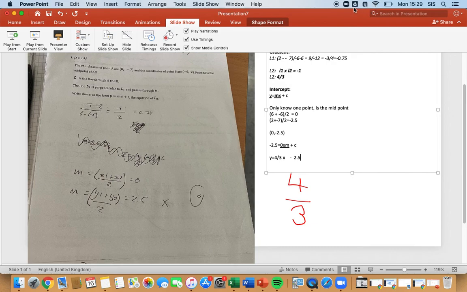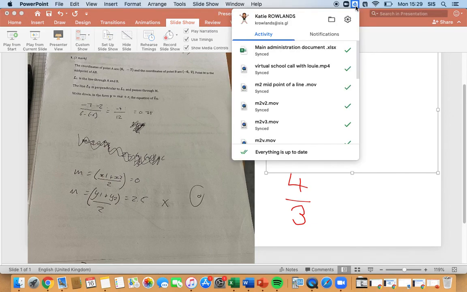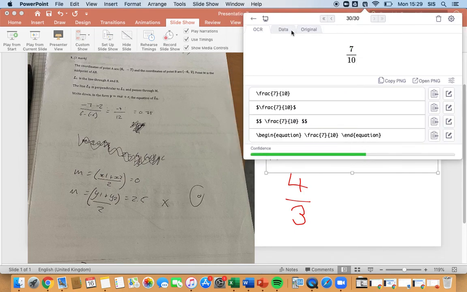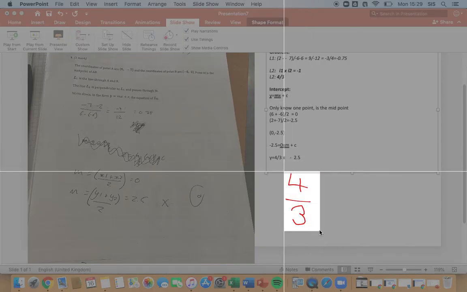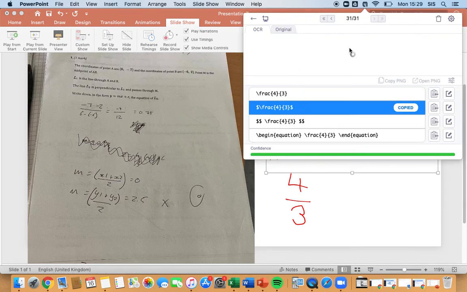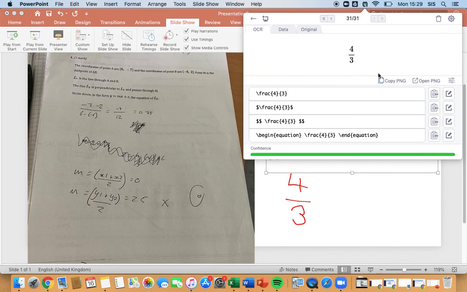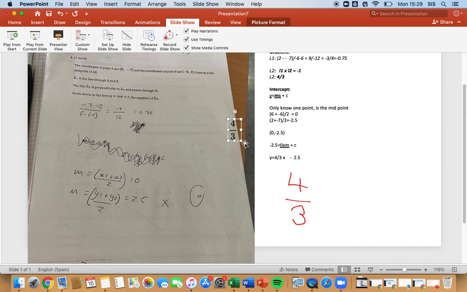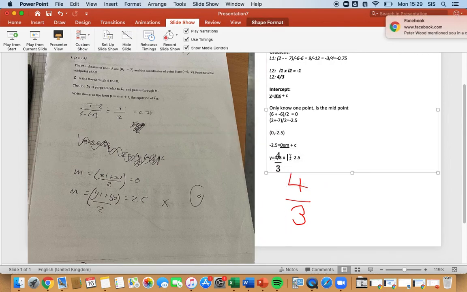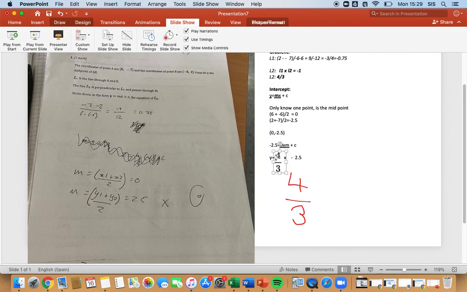So for completeness, I'm going to include this into my equation, and using a tool called MathsPix, I can select it and it can change it into typed text for me, which is a really cool tool if you wanted to change your maths work into typed pictures. So this is our final answer. y equals 4/3 x minus 2.5.